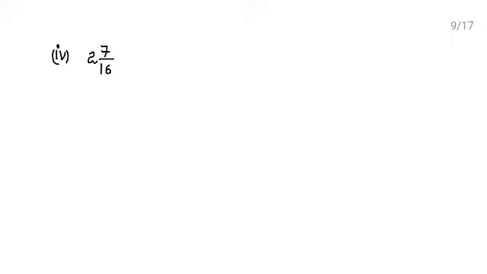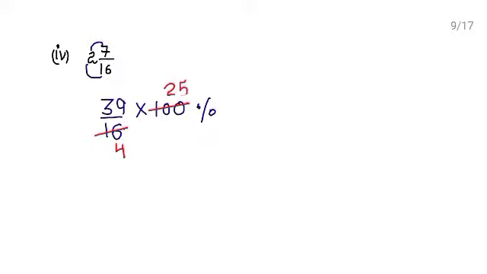Next part, fourth part is, this is a mixed fraction. So first of all, convert it into the improper. 16 twos are 32, 32 plus 7, 39 upon 16. They are asking to convert this fraction into the percentage. So multiply by 100 and put percent sign. Now 4 fours are 16, 4 twos are 8, 4 fives are 20. So this is 39 multiply 25 upon 4%.